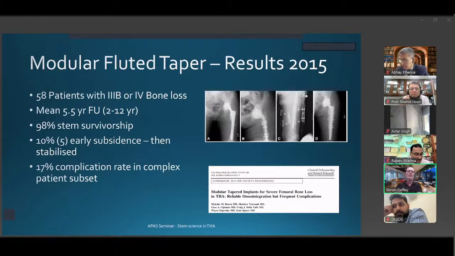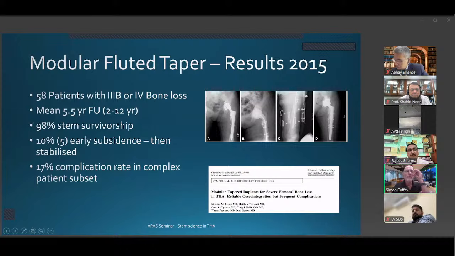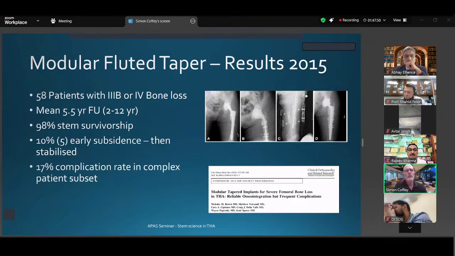So what do we see when we look at some of the results? So this paper from Paprosky. Now, there's only 58 patients, but these are the worst of the worst patients. These are 3B to type 4 bone loss patients, mean 5-year follow-up, but that's from minimum 2 to 12 years. They had excellent stem survivorship. There was about a 10% incidence of early subsidence of those stems, but they stabilized. Just because there was subsidence didn't necessarily mean they needed revision. However, because this patient subset is a complex group of patients with multifactorial reasons for revision, there's a significant complication rate. But I think you should understand that the complication rate's not necessarily due to the stem choice, it's more about the patient choice.